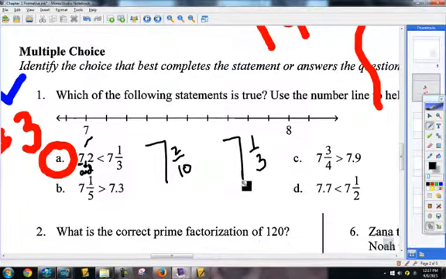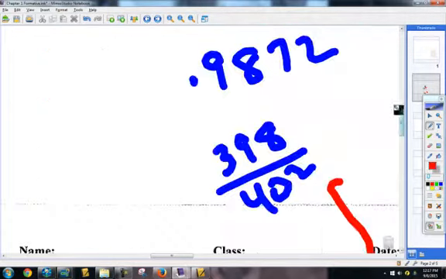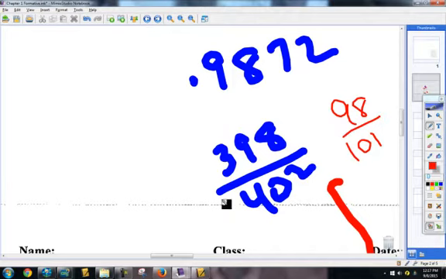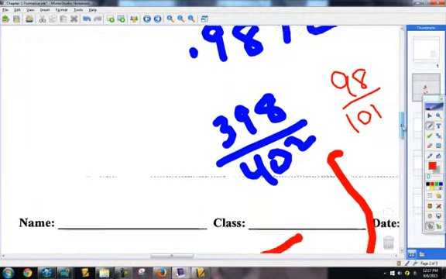All right, so now that we've converted 7.2 into the mixed number 7 2/10, remember, fractions can never be compared just by looking. Like, if I gave you this fraction and I gave you 98 over 101, are you going to be able to just look at them and tell? No, because they're so close that it's too hard to really tell.